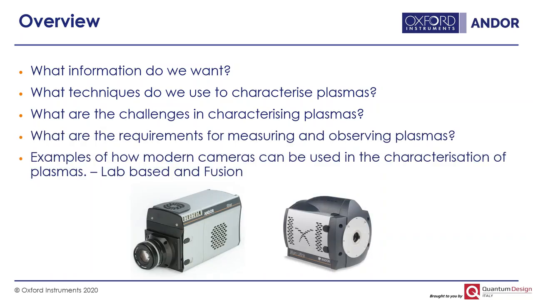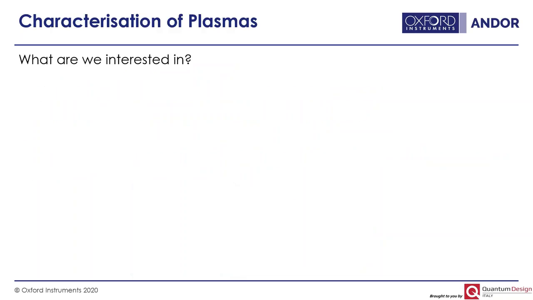And then I'll give some examples of how modern cameras can be used to characterize plasmas. I'll start with some lab-based examples and also some examples of how some of our cameras have been used in fusion to look at and monitor plasmas that have been formed there.